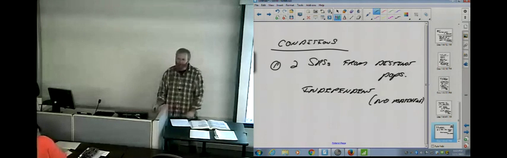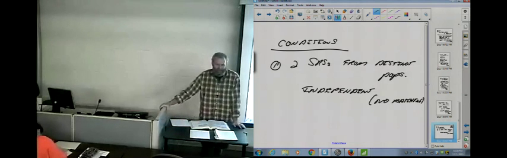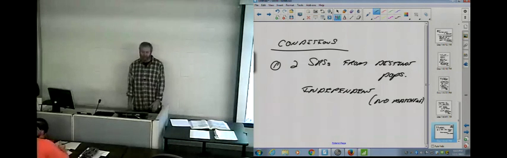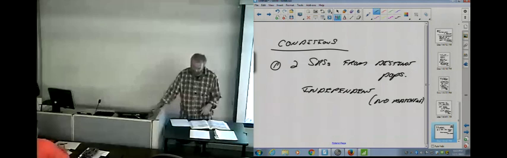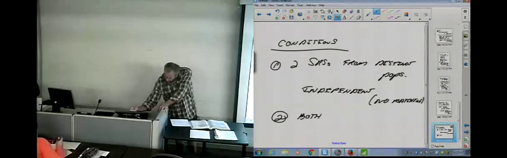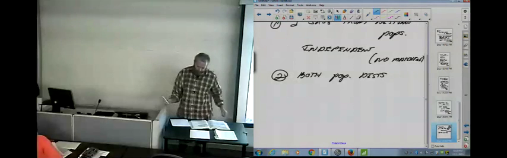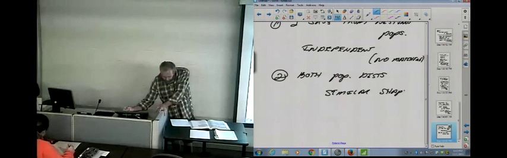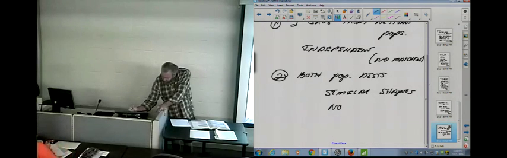The reason I keep referring back to no matching is because sometimes when you look at a problem that's matching, it looks like a two-sample problem. It's not. You need two separate samples, two SRSs from distinct populations. They need to be independent of each other. No matching allowed here. Two, both population distributions need to have similar shapes. That's a different story. No strong outliers.